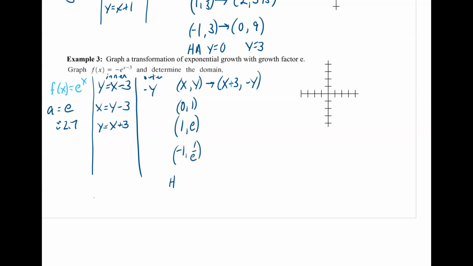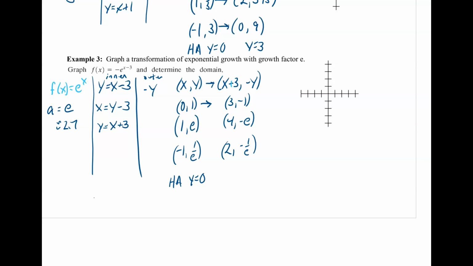And then there's also this horizontal asymptote at y equals 0. All right, so let's see what happens. So 0, 1 goes to 3, negative 1. 1, e goes to 4, negative e. And negative 1, 1 over e will go to 2, negative 1 over e.